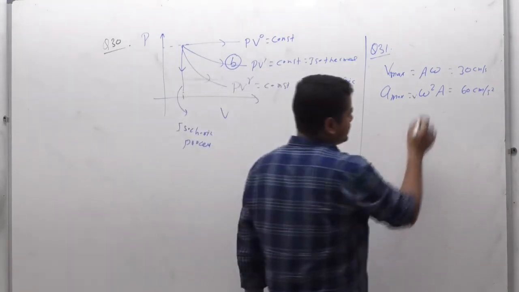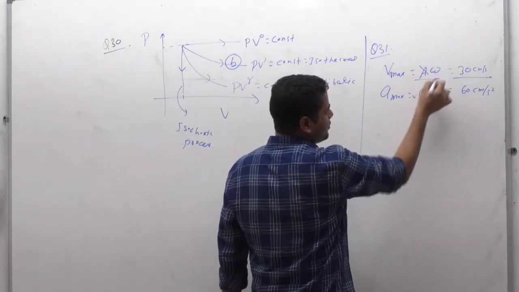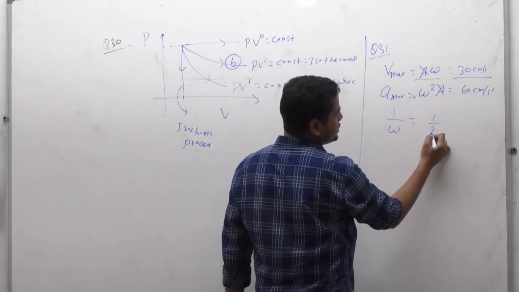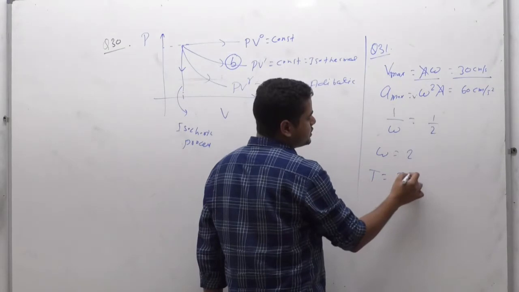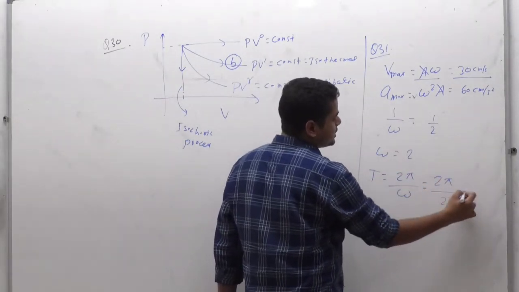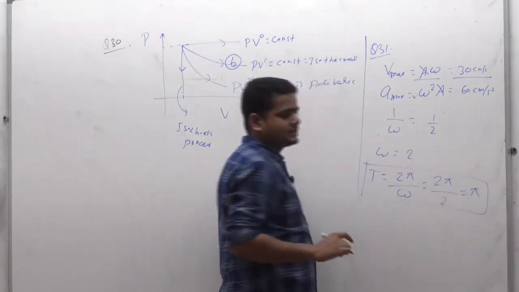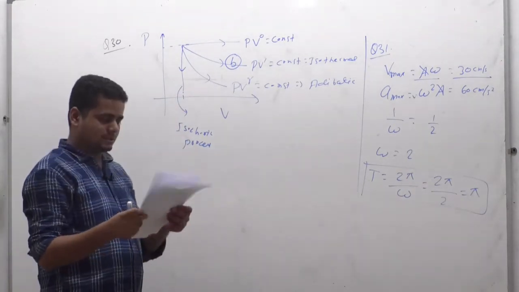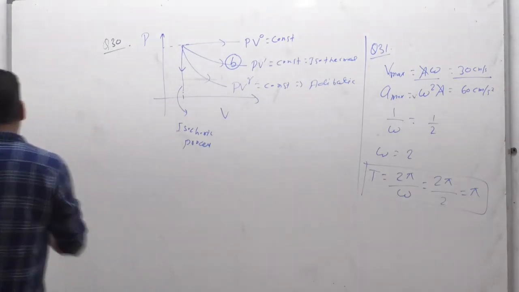Simply divide it. Once you divide, A cancels, omega is also cancelled. So 1 upon omega is equal to 1 upon 2. So omega equal to 2. So time period equal to 2 pi upon omega. Put the value of omega, so answer should be pi. So time period is pi second. That should be the answer. So which one is matching? Option C is the correct option for that question. So this is question number 31.